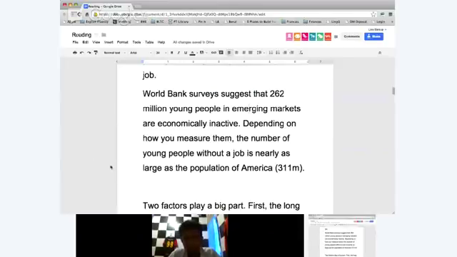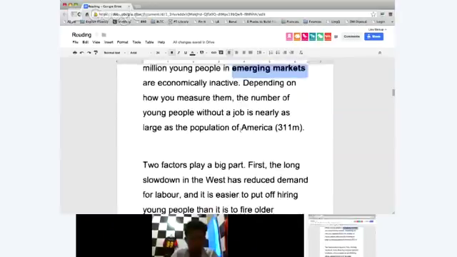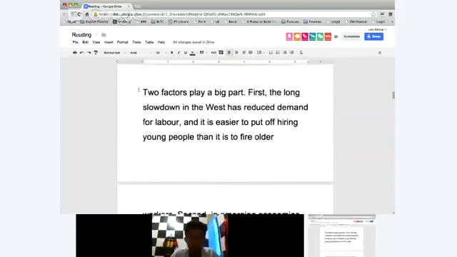So, emerging markets, those are economies in countries that are just coming up and starting to create more products maybe and having a stronger economy. So those are the emerging markets. So basically, a lot of people around the world are looking for jobs.